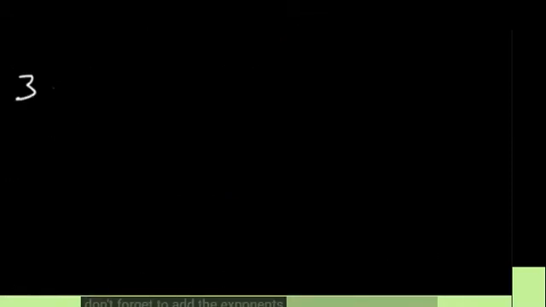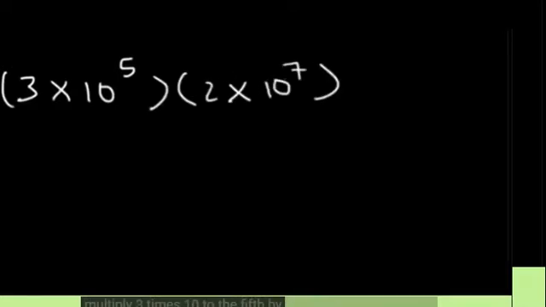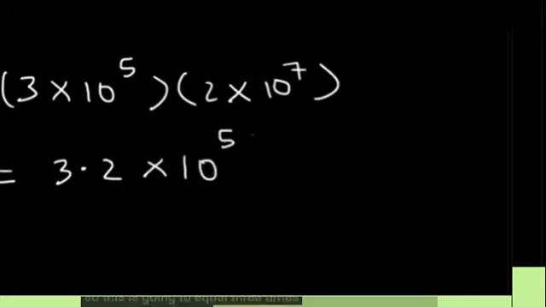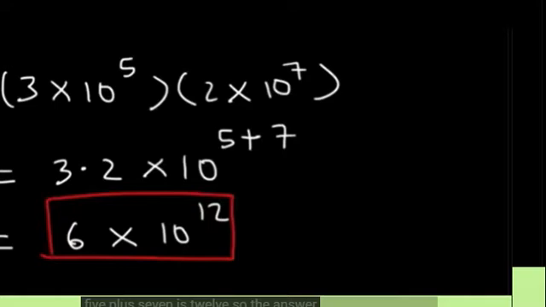Now let's try another example. Let's multiply 3 times 10 to the 5th by 2 times 10 to the 7th. So this is going to equal 3 times 2 multiplied by 10 raised to 5 plus 7. 3 times 2 is 6. 5 plus 7 is 12. So the answer is 6 times 10 to the 12th.